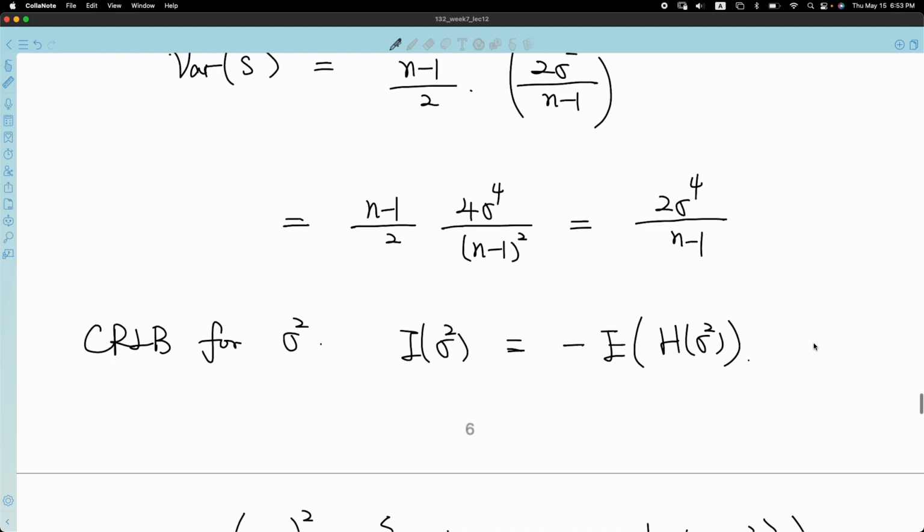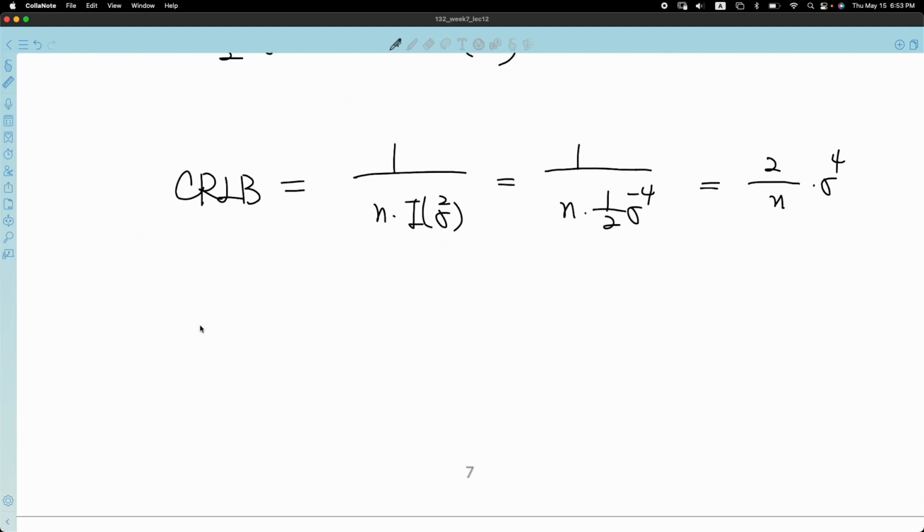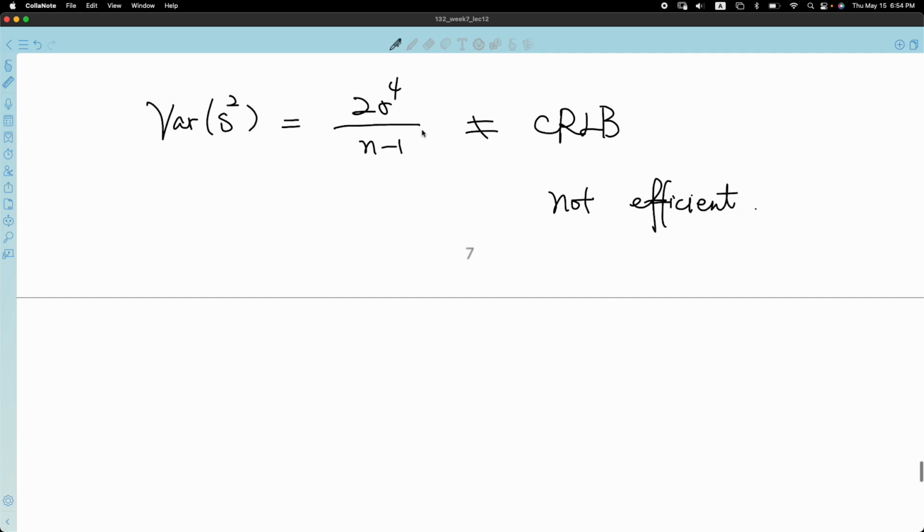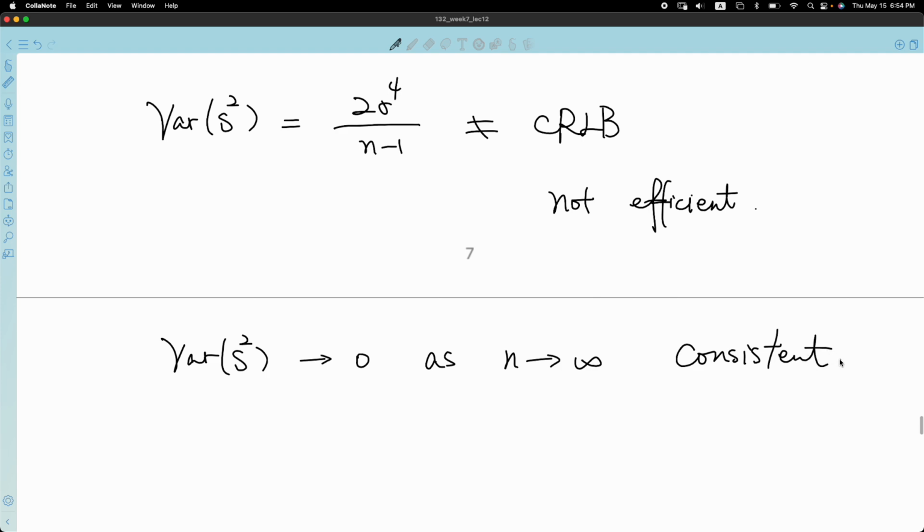And let's go back to check the variance. So your variance of S squared is equal to 2 sigma raised to the power of 4 over n minus 1, which is not equal to your Cramer-Rao lower bound. So again, not an efficient estimator. That's the conclusion here, because it's not equal to the Cramer-Rao lower bound. Your Cramer-Rao lower bound is 2 times sigma raised to the power of 4 over n, but this is 2 times sigma raised to the power of 4 over n minus 1. Not equal to that, so it's not efficient. But this is a consistent estimator, since the variance of S squared goes to 0 as n goes to infinity, so this is consistent. Okay, I'll pause here.